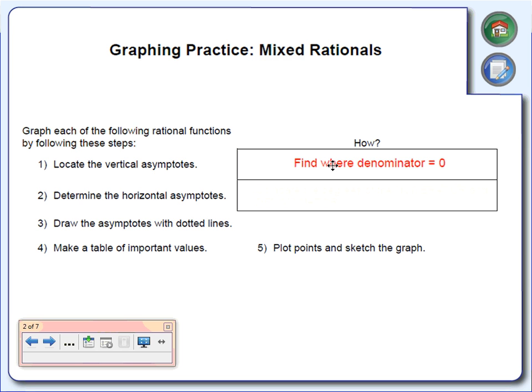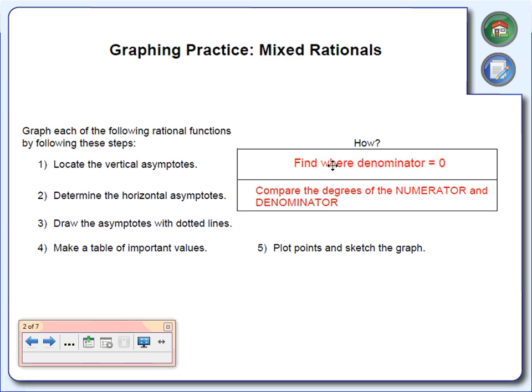Number 2, find the horizontal asymptote. Again, you guys just told me how we could find the horizontal asymptote, and that's by comparing your degrees in the numerator and in the denominator. Depending on what we end up with, we'll determine what kind of horizontal asymptote we get. Of course, once you find those vertical and horizontal asymptotes, you'll go ahead and draw those with dotted lines.